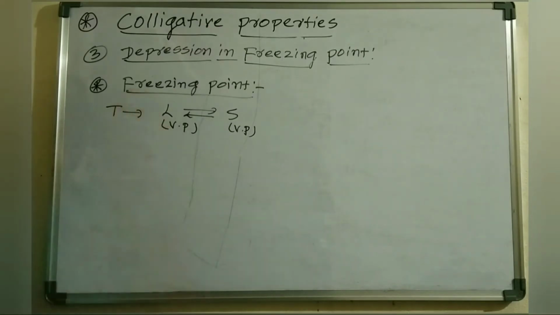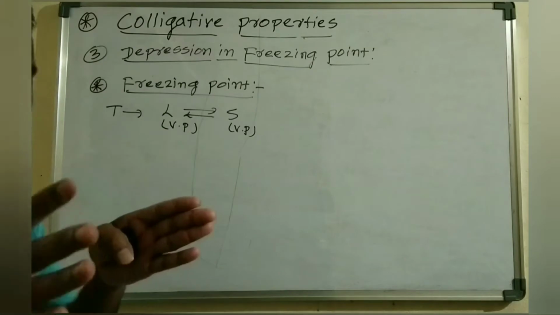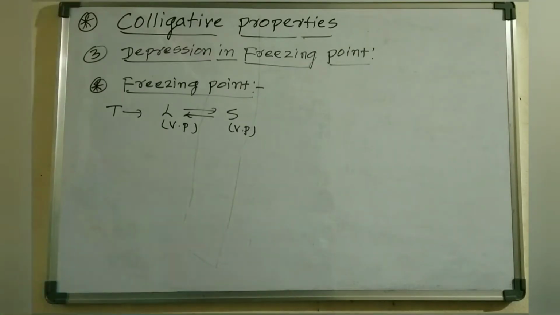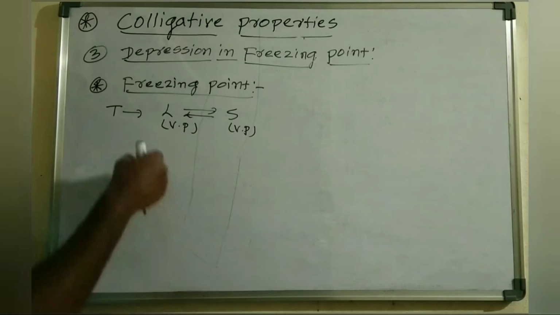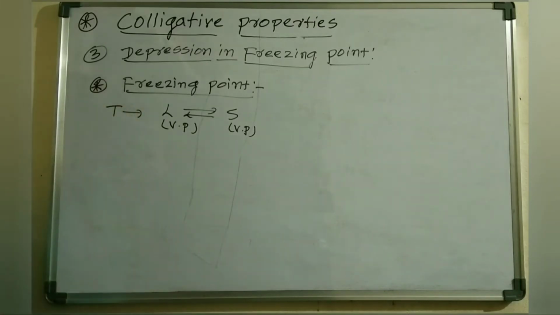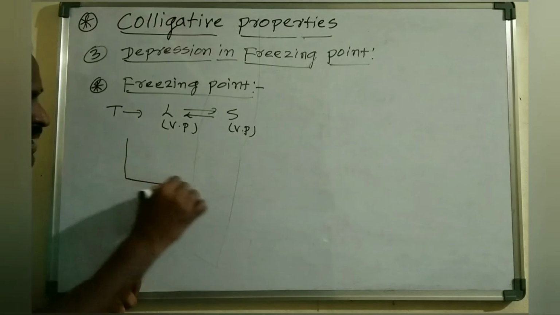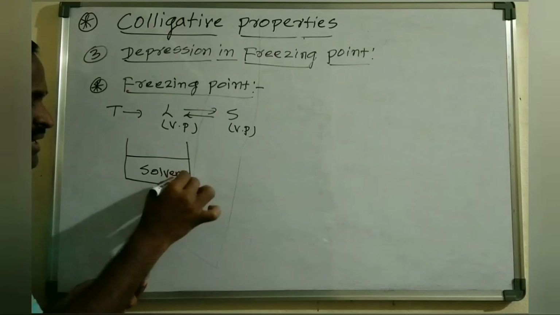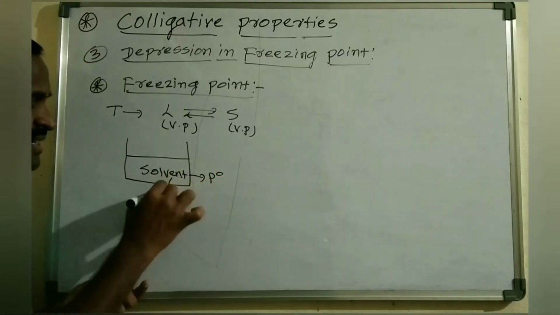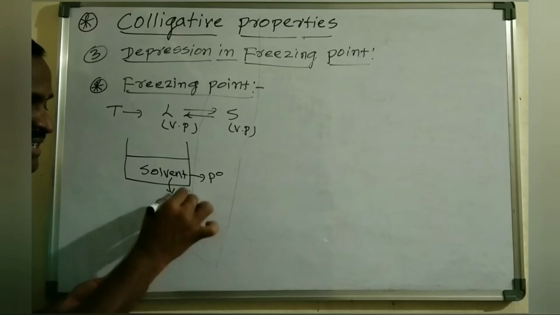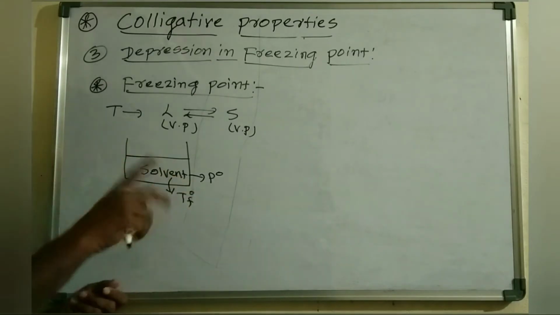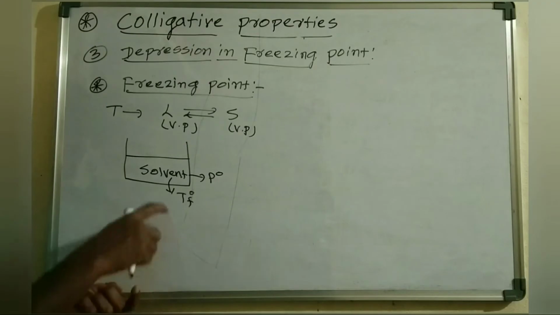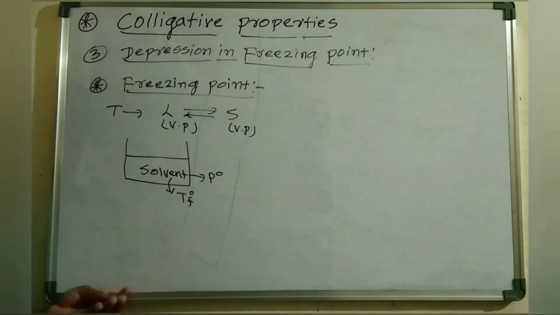So the freezing point is simply the temperature at which the vapor pressure of a liquid is equal to the vapor pressure of the solid when both liquid and solid exist in a dynamic equilibrium, right? Suppose I am taking a beaker and a solvent is taken. This solvent vapor pressure is P naught and this solvent freezing point is TF naught. TF naught is the freezing point of the solvent.